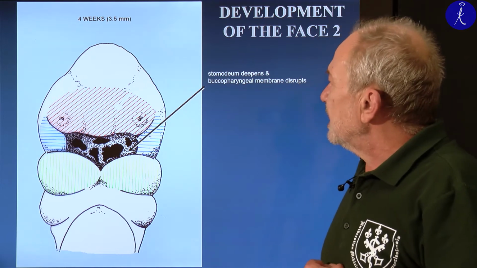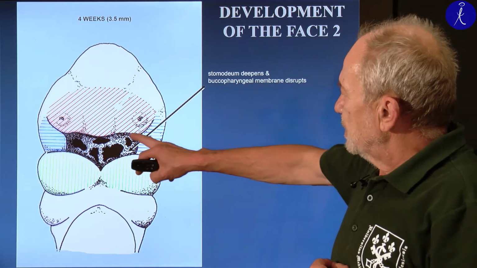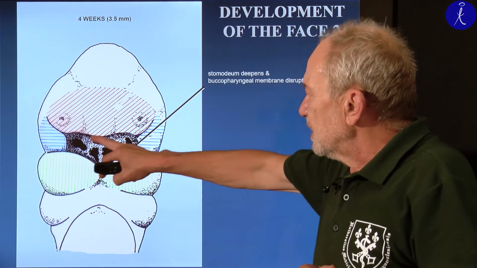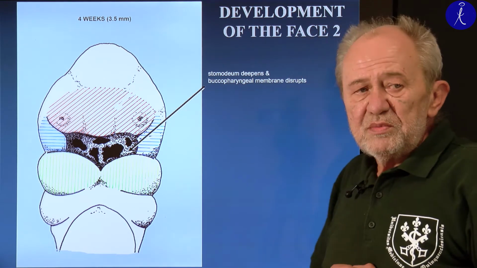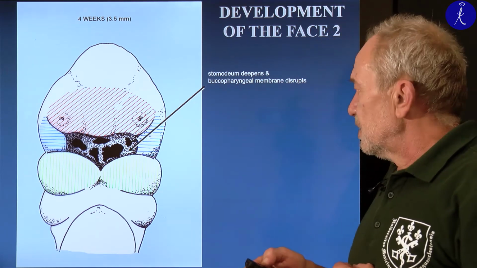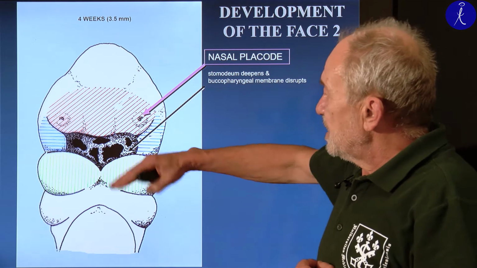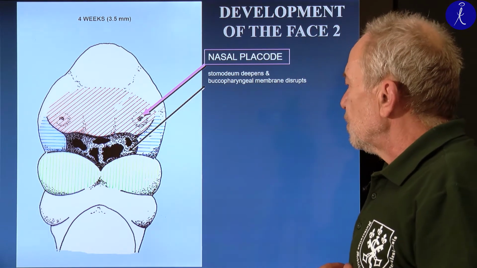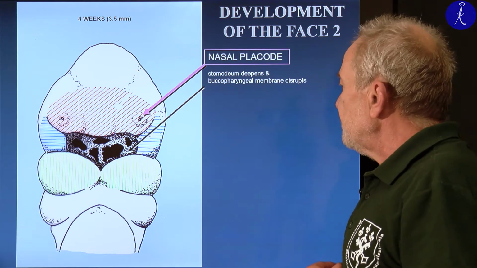Half a week later, what you can recognize is that the stomodeum gets deeper and deeper, and due to the reason we mentioned before, the buccopharyngeal membrane ruptures and gradually disappears, making a connection between the primitive oral cavity and the pharyngeal gut, the beginning of the gut system.